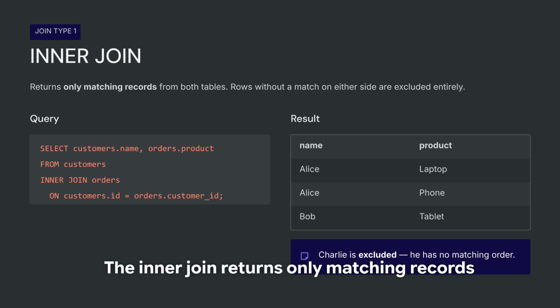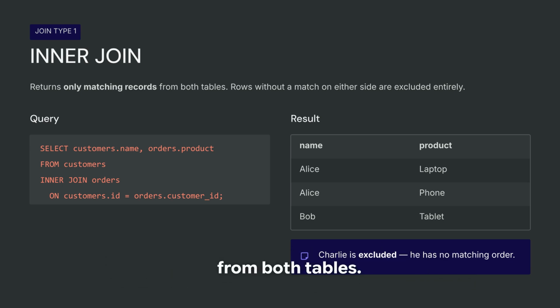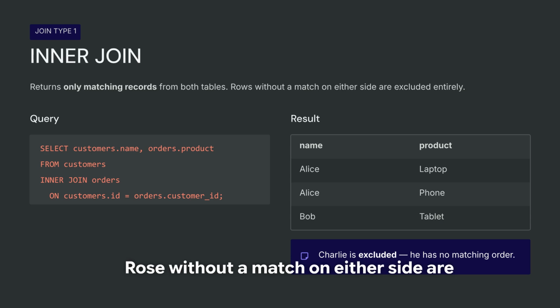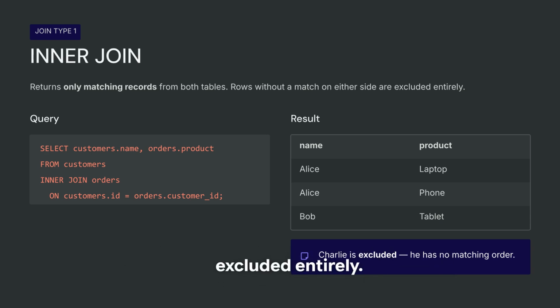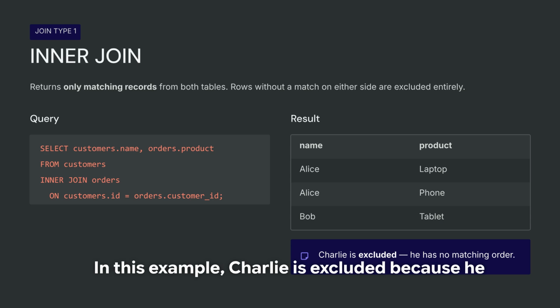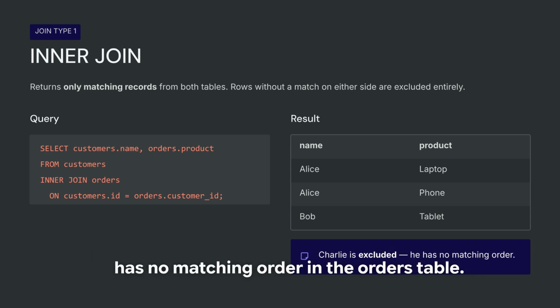The inner join returns only matching records from both tables. Rows without a match on either side are excluded entirely. In this example, Charlie is excluded because he has no matching order in the orders table.